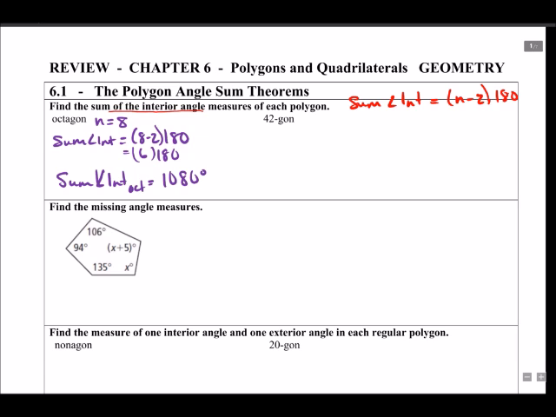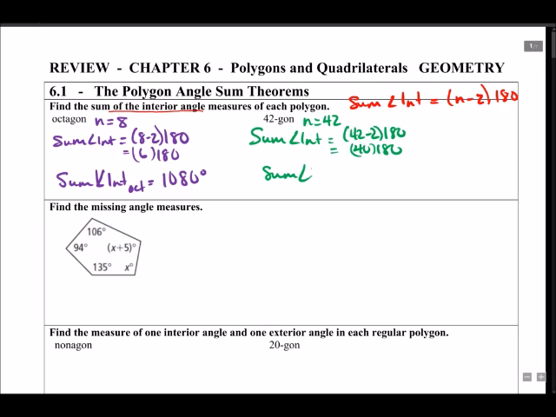And next, a 42gon. That just tells us that the number of sides is 42. And we just put it into our formula. 42 minus 2 times 180. That's 40 times 180. The sum of the interior angles of a 42gon is 7,200. It's a lot of angles. All right, so those were pretty easy.